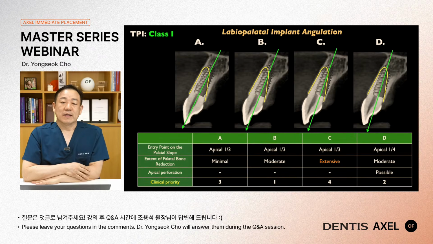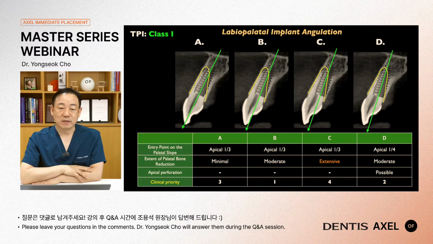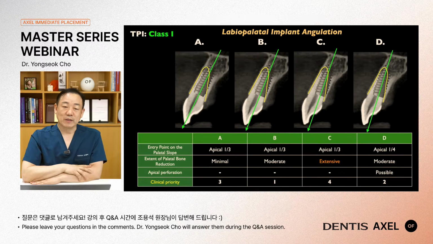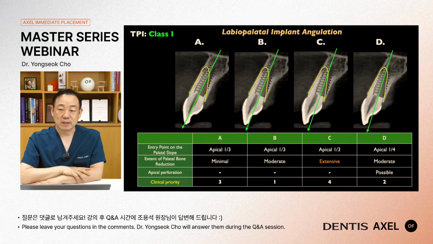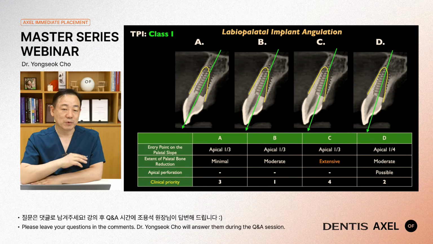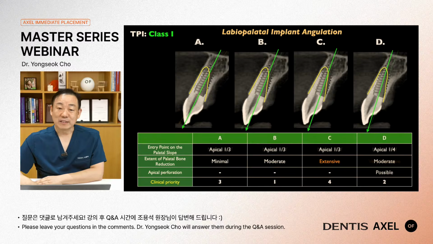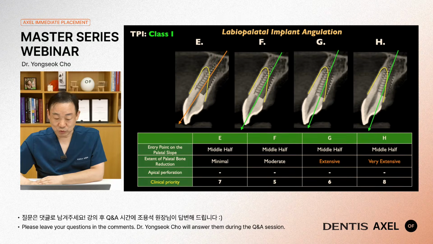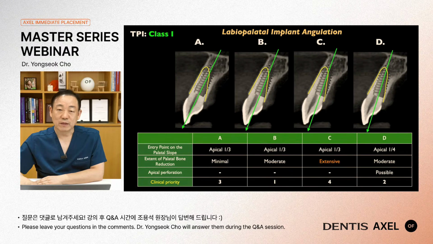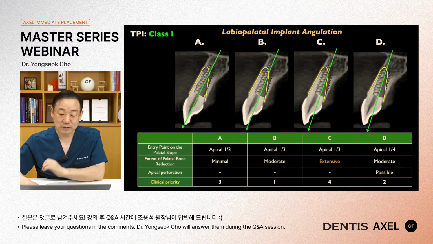Sometimes, to make the axis toward the cingulum, I aim the entry point more apically, at about one quarter. It is possible. However, in such a situation, you must take care not to perforate the labial plate. So my clinical priority is B number 1 and D number 2. Anyway, it is not so difficult to make a screw-retained restoration in class 1 TPI.